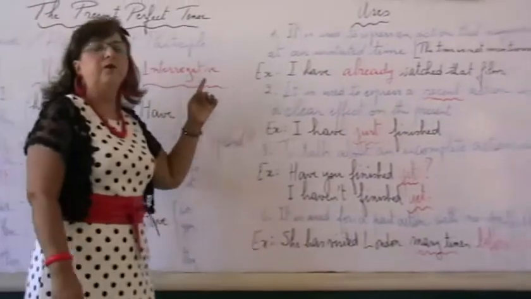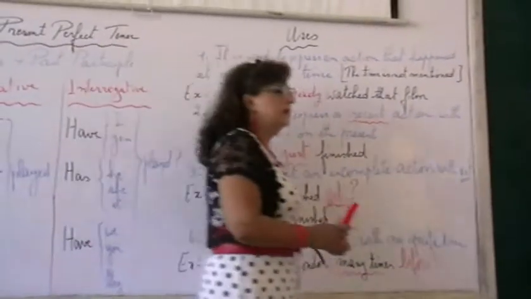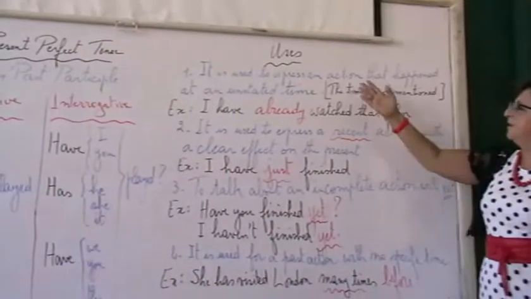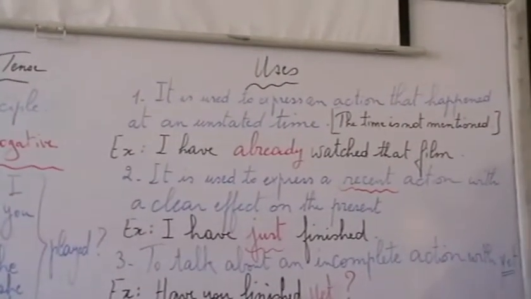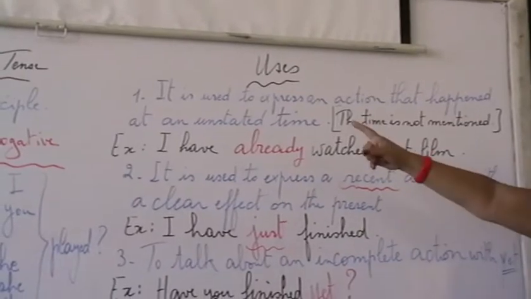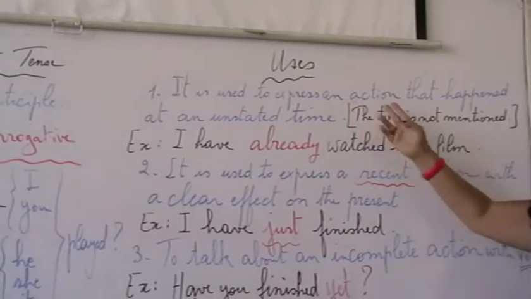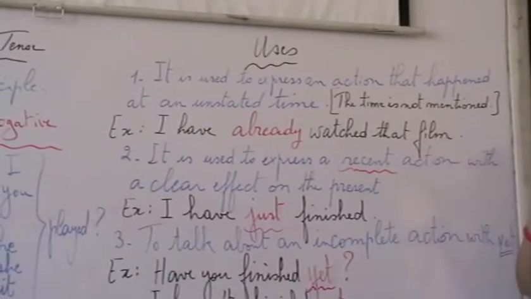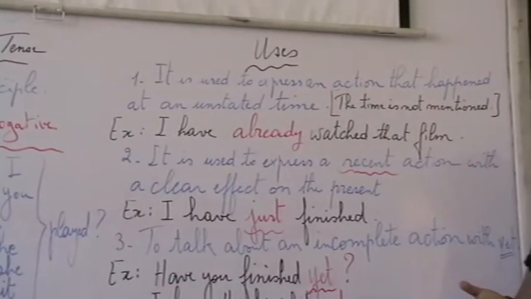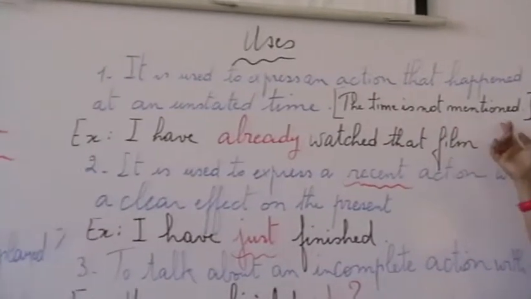Now, what about the uses of the present perfect tense? The present perfect is a link between the past and the present. So number one, it is used to express an action that happens at an unstated time. What is the meaning of unstated? It means that the time is not mentioned.